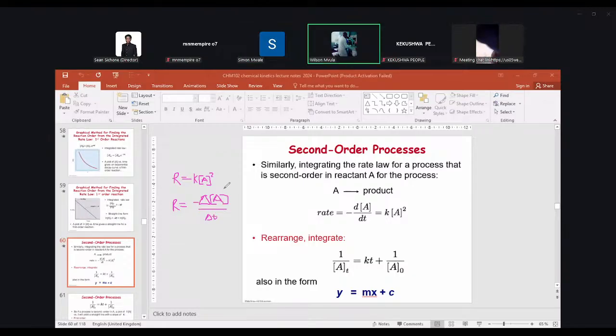So this is how we write the rate law: change in concentration divided by change in time, or you can use the rate law in terms of K times concentration of A to the power 2. So all of these are called rates. So if I combine these two, then I end up with what we have here, okay?